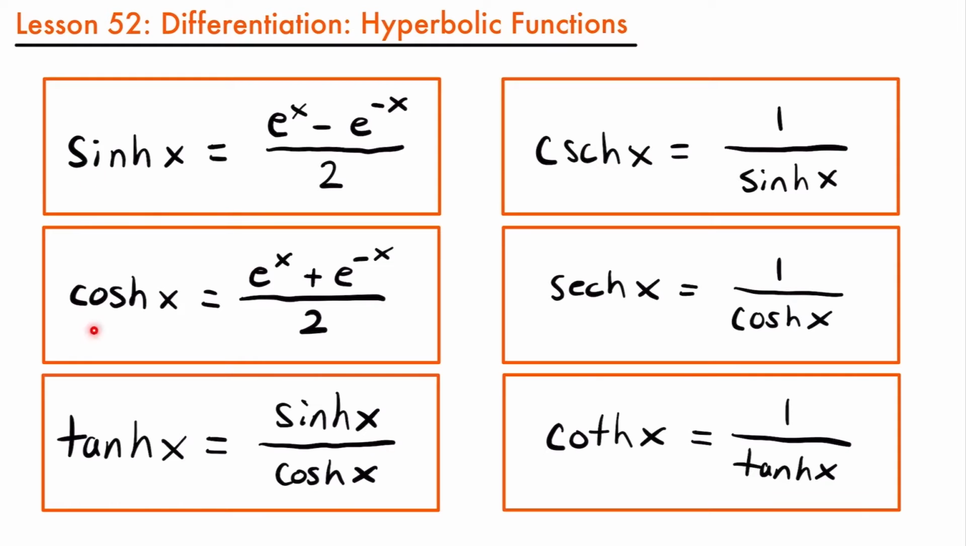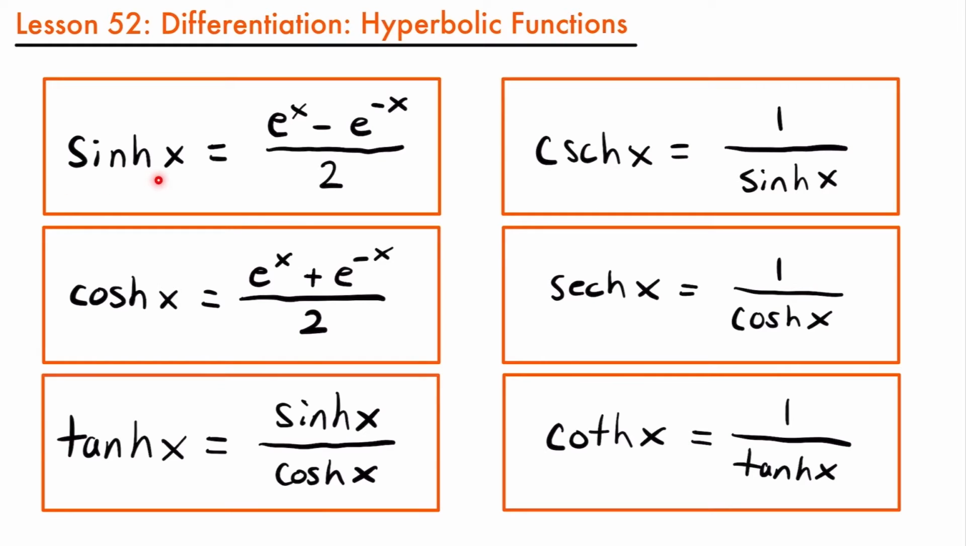You'll notice that their notation is very similar to the trigonometric functions. The only difference is that we have this extra h added on to the end of each of them. The 6 functions are hyperbolic sine, hyperbolic cosine, hyperbolic tangent, hyperbolic cosecant, hyperbolic secant, and hyperbolic cotangent. The 2 most important hyperbolic functions that you need to know are hyperbolic sine and hyperbolic cosine, because the rest of the hyperbolic functions stem from these 2 functions, right?